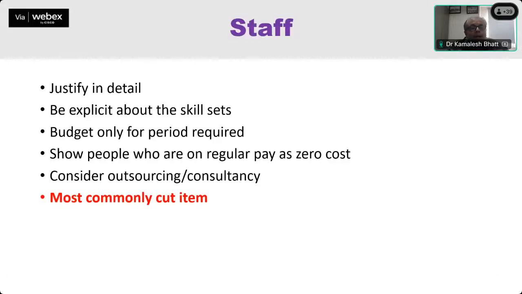First is the staff. Here the most important thing is to justify the need of each and every staff member in detail: why you require this faculty or personnel, which kind of expertise and experience you want, and for how long this HR is required. Suppose you require a scientist, a software engineer and a statistician, but you require the scientist for the entire 12 months of the study and the statistician only for 3 months. Then you write that specifically. And if you want to give more credit, and a faculty member from your own institute is regularly paid by your institute, you can write that faculty's name and show it as zero cost in the budget. It adds credibility.